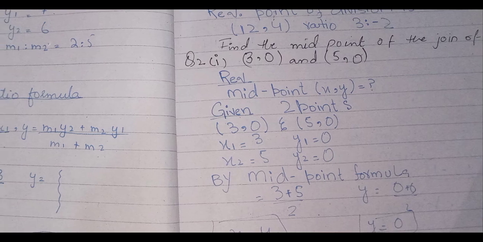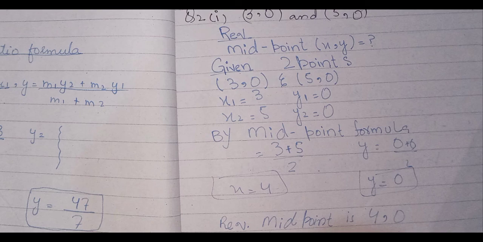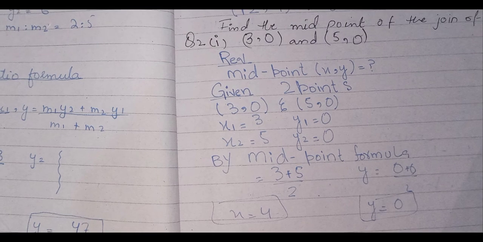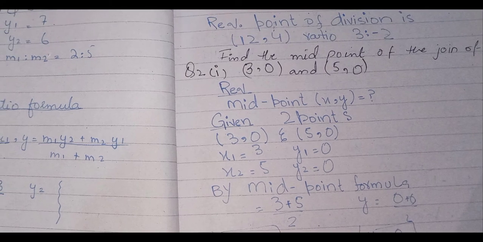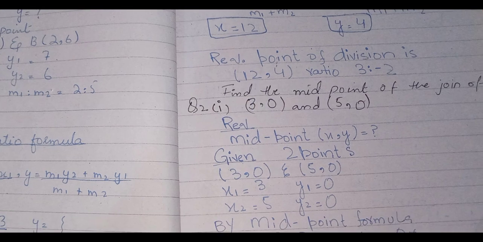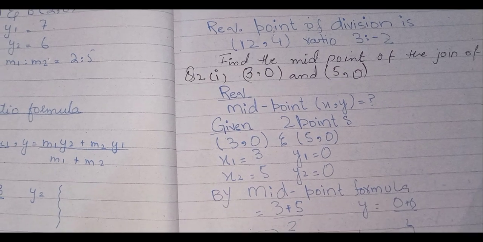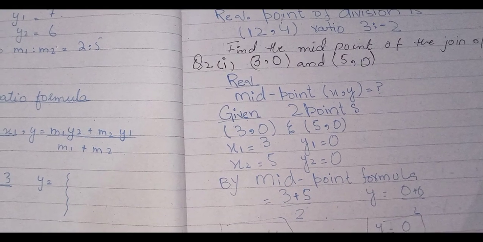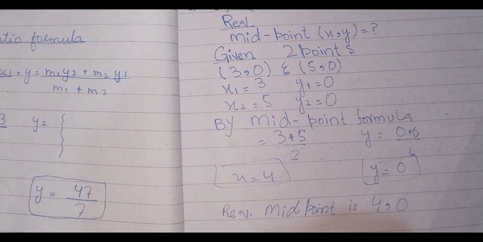Find the midpoint of the joint. In the midpoint, we know we have to cut both in the same equal parts, and we have the formula of midpoint. The formula is x equals x1 plus x2 divided by 2, and y equals y1 plus y2 divided by 2, and we have the 2 points. This is point A and this is point B, x1 y1 and x2 y2. We have all these values and we have written them.